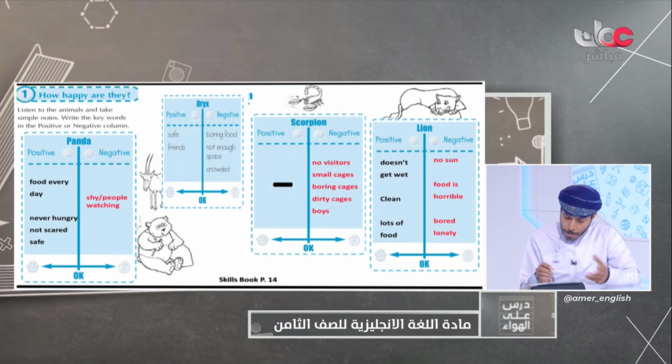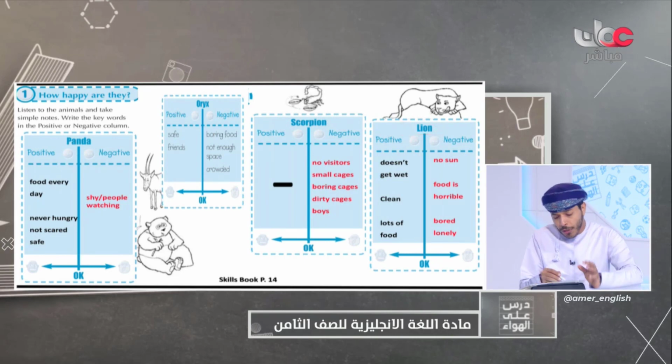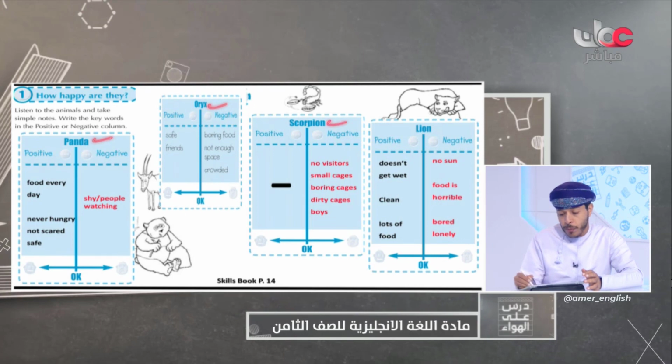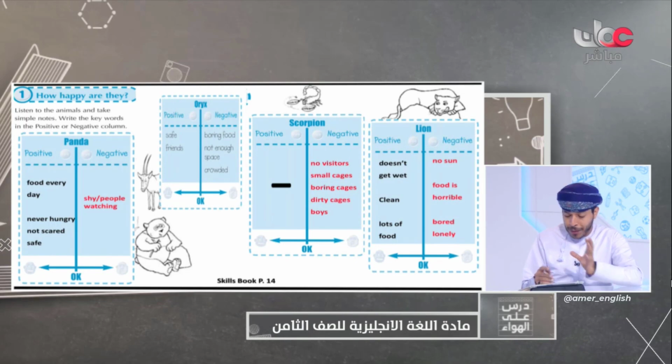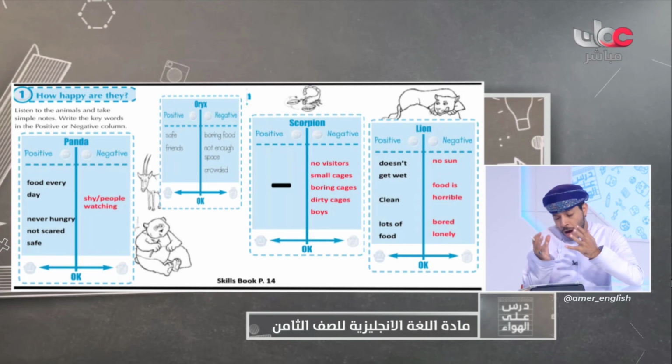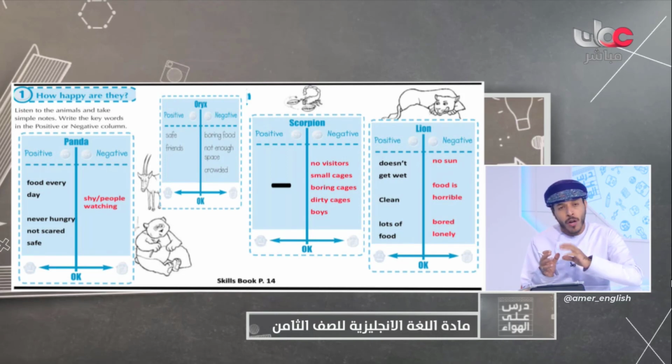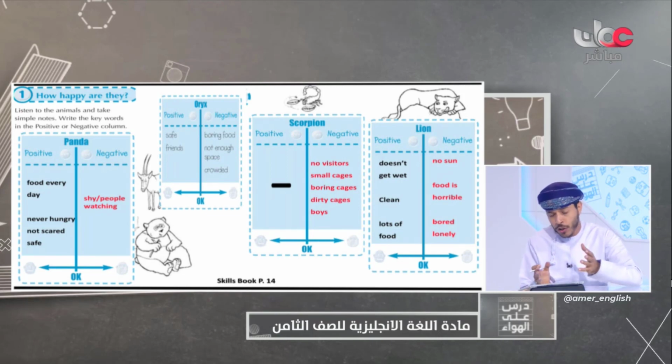So here we have different animals. The first one is the panda, and the second one is the oryx, and the third one is the scorpion, and the last one is the lion. So all these are going to be your speakers in the listening transcript with your teacher at school. So you can listen to it with your teacher, but here the focus is on the different features, because our unit is talking about different features of our creatures.